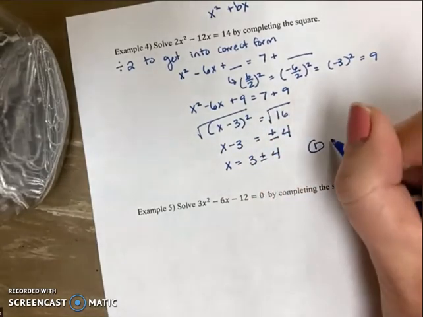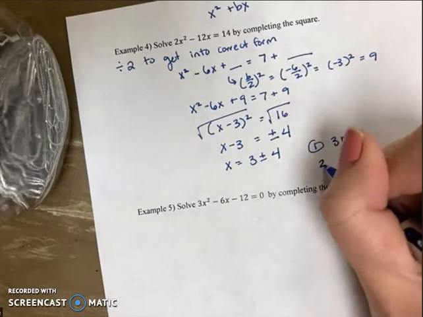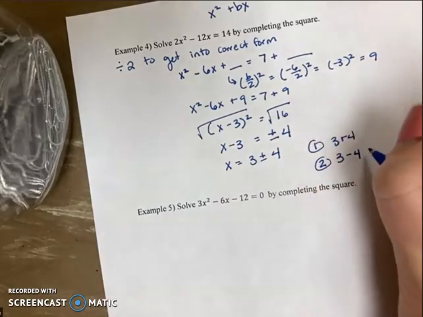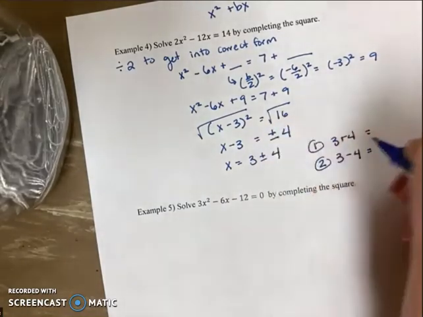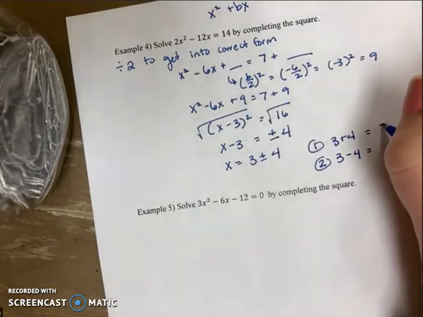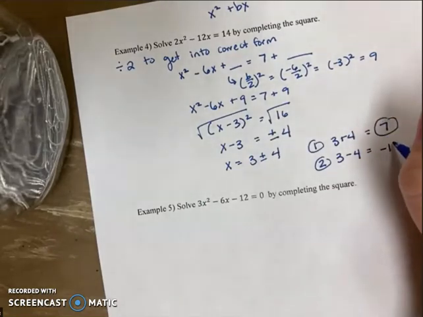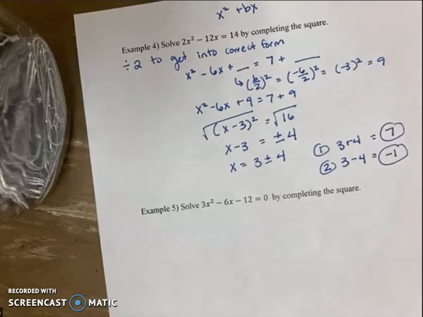One of them is 3 plus 4. The other is 3 minus 4. If I can simplify this, I want to. So I have 7 and negative 1 as my final solutions.